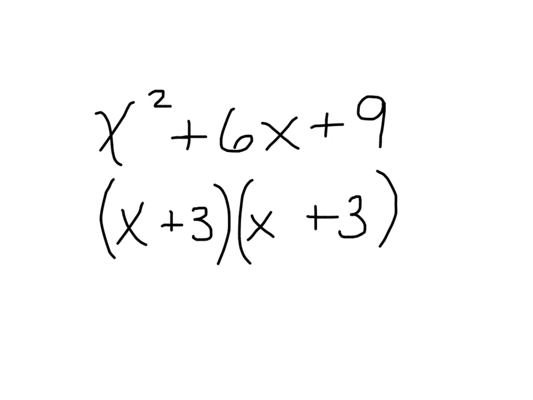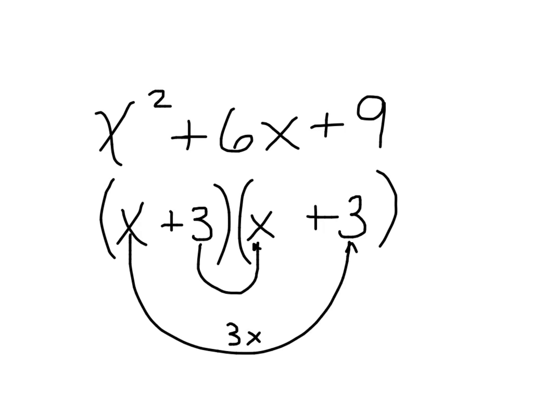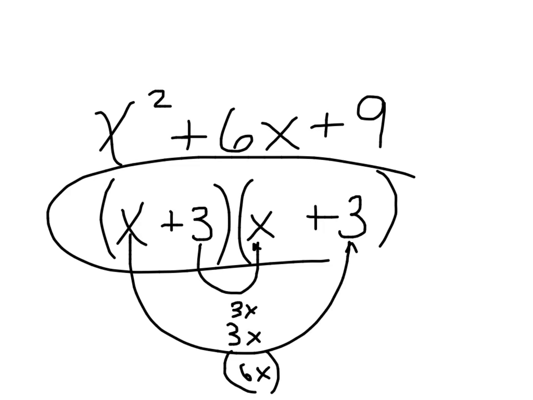So 3 times 3, right? Now, if you're not sure, check it. What's 3 times x? 3x. And what's 3 times x again? 3x. And when you add 3x plus 3x, what do you get? 6x. And is that the middle one? Yay, so that means we should be smiling and happy.